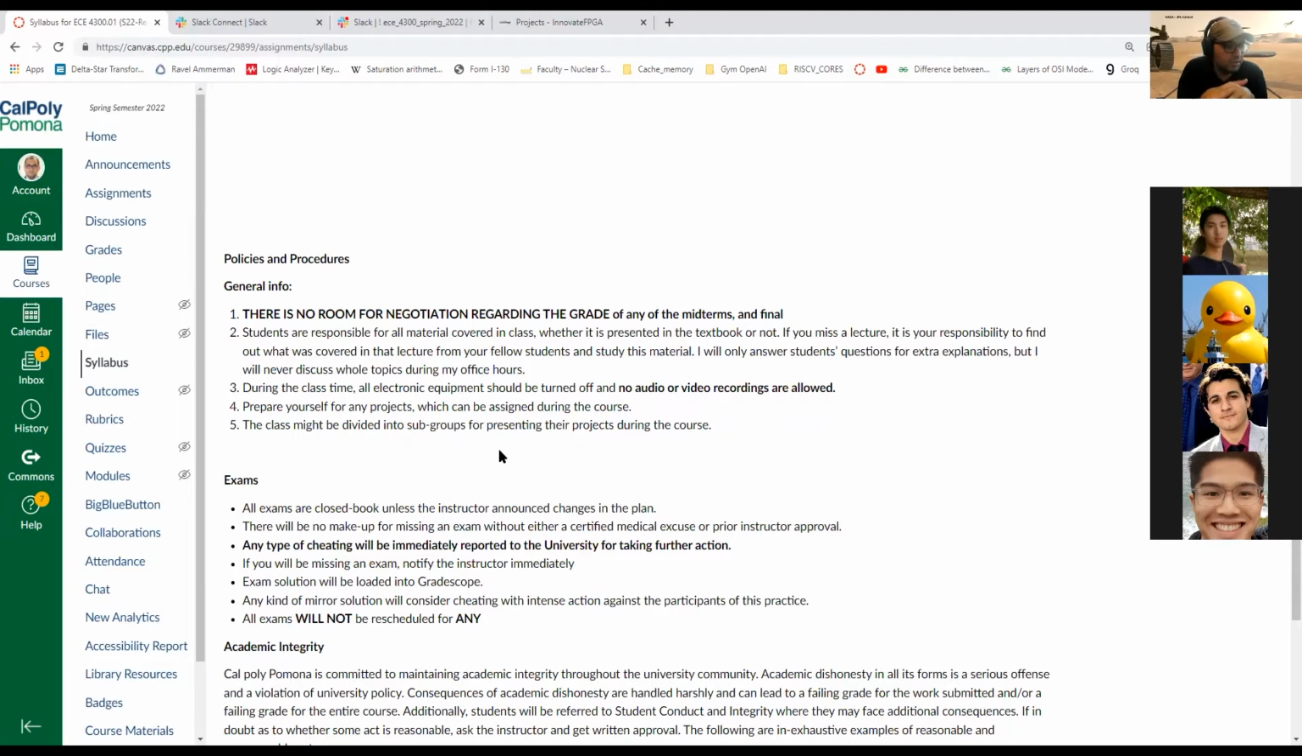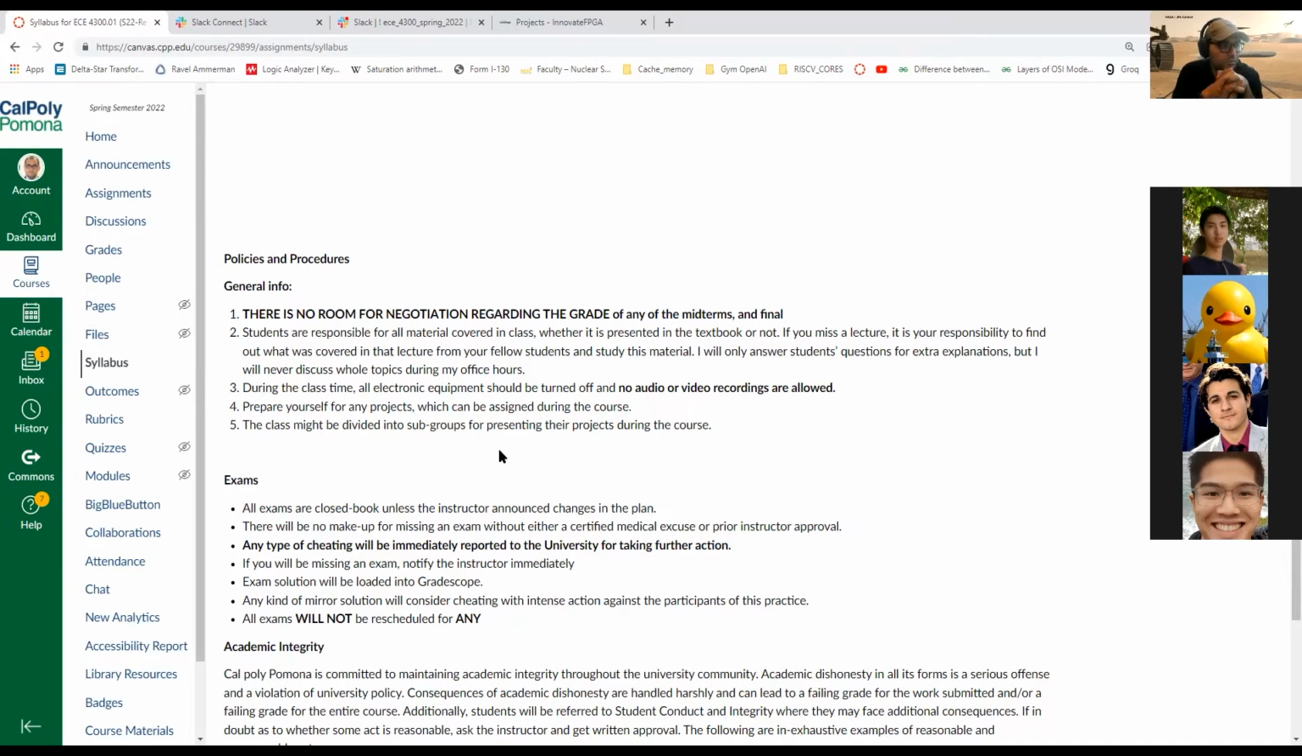Some policies. Hopefully they're not really harsh. There is no room for negotiation on the grade unless there is some mistake that needs to be fixed. I'm a human and you are humans, so of course there is room for me to make a mistake and for you to correct me. But if there is no such room, unfortunately there is no way for me to enhance a grade. It depends on the situation.